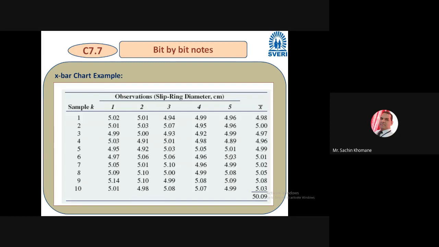Okay, so the numerical things and how to actually draw that graph, we'll discuss tomorrow. But try to understand this is the format people refer to, to collect the data, right? So the sample, and how many readings you have taken for each sample.